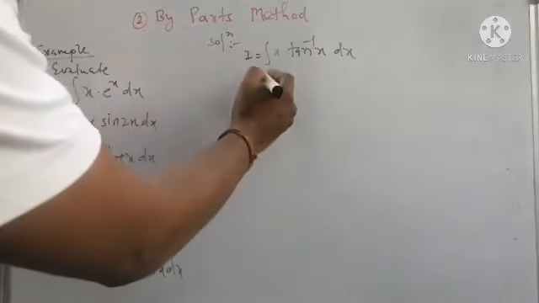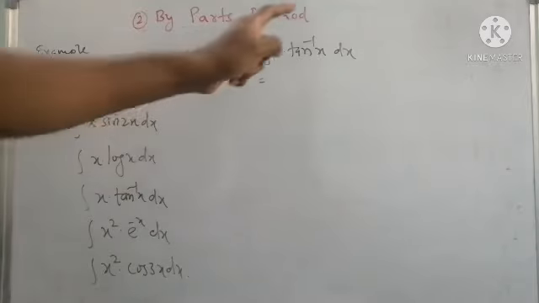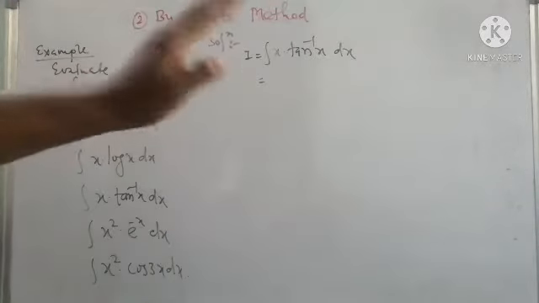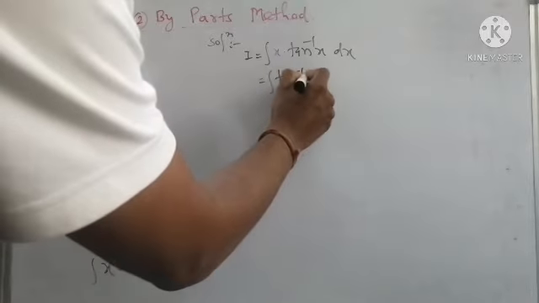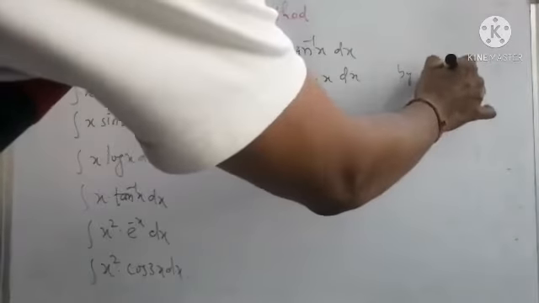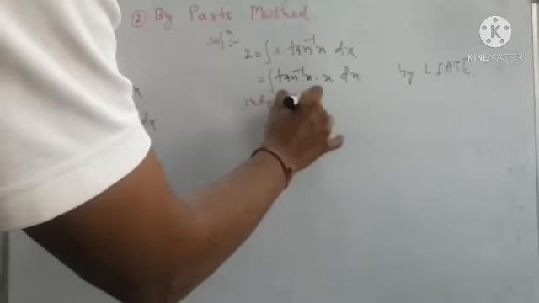Integration of x into tan inverse of x. As there is a product, we have to take integration by parts, but tan inverse x has no integration, so we have to change its order. So for the integration of tan inverse of x into x dx, by the rule called LIAT, integrate this by parts.